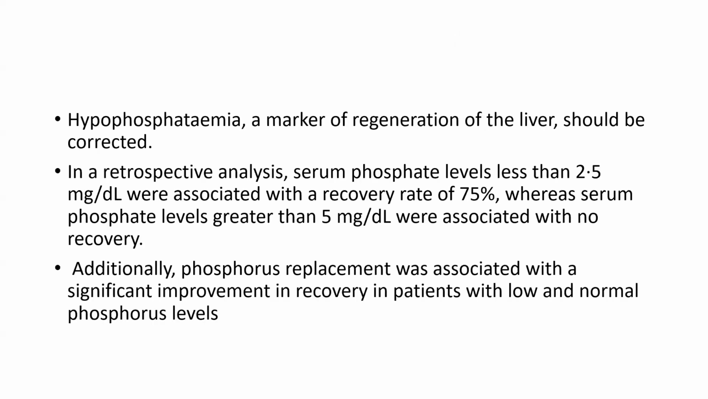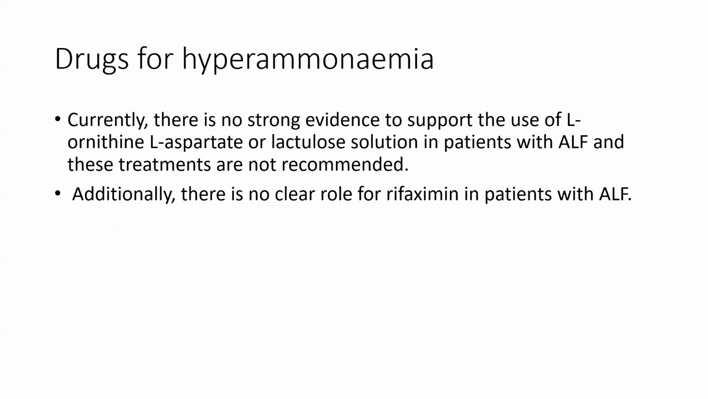Hypophosphatemia is a marker of regeneration of the liver and should be corrected. In a retrospective analysis, a serum phosphate level of less than 2.5 was associated with a recovery rate of 75%, whereas a serum phosphate level greater than 5 was associated with no recovery. Additionally, phosphorus replacement was associated with significant improvement in recovery in patients with low and normal phosphorus levels.